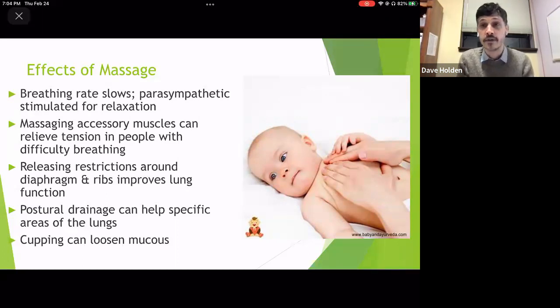So cupping can loosen mucus. Percussion cupping, not cup cupping. Yeah.